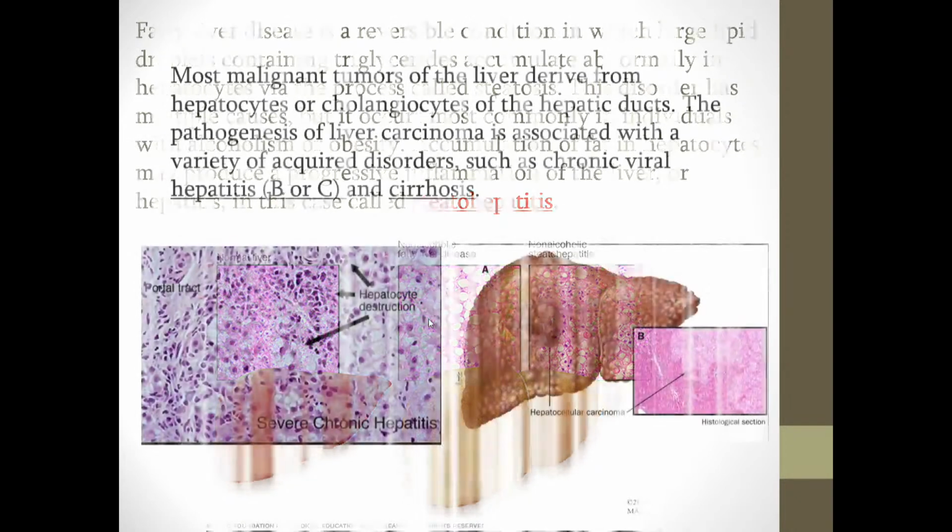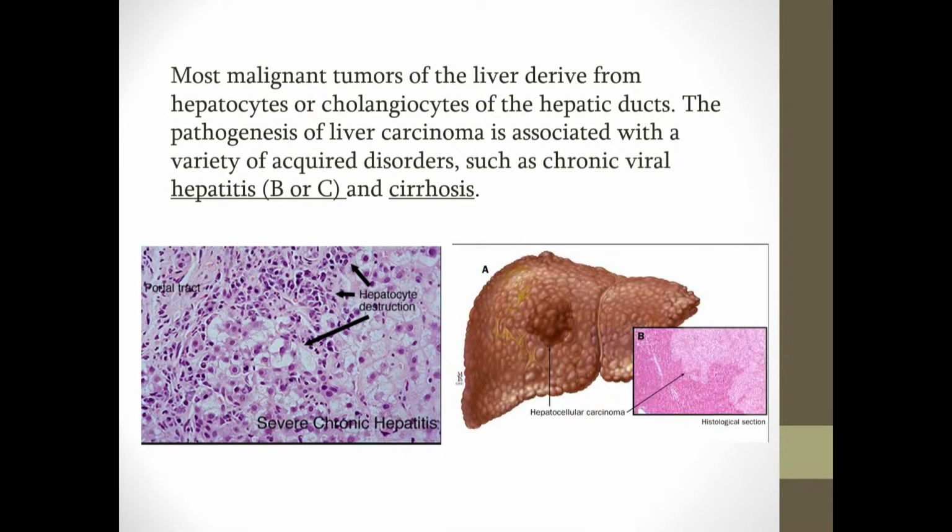Okay. So, most malignant tumors of the liver derive from hepatocytes or cholangiocytes of the hepatic ducts. The cholangiocytes are cells of the ducts. So, not only alcohol is the reason of the damages.